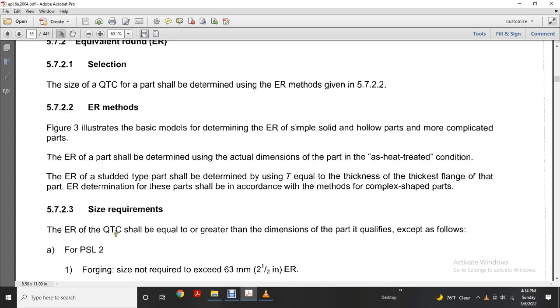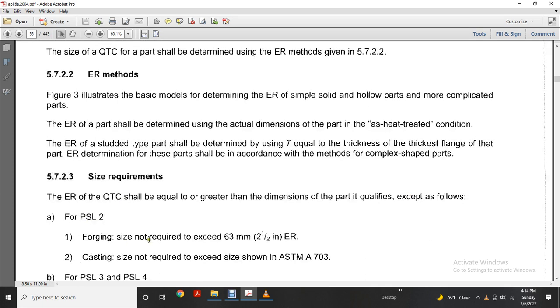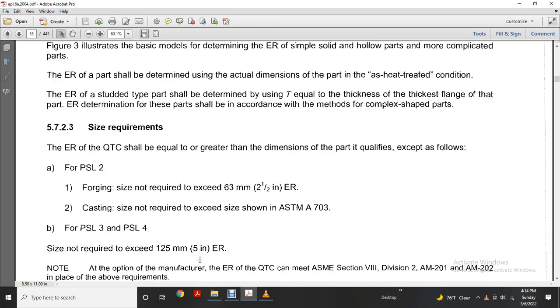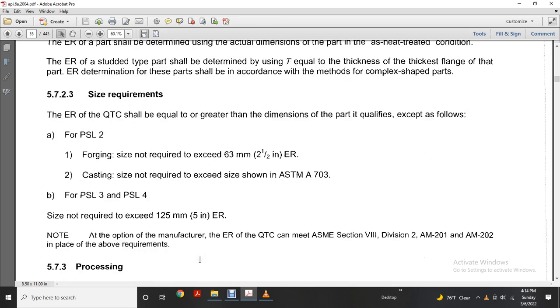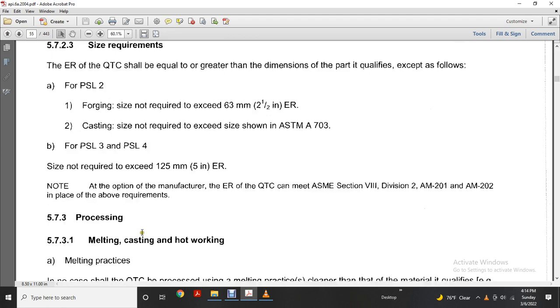Size requirements. The equivalent round of the qualification test coupon shall be equal to or greater than the dimension of the part it qualifies, except as follows. For product specification level 2, forging size is not required to exceed 2.5 inches of equivalent round. For castings, size is not required to exceed the size shown in ASTM A703 for product specification levels 3 and 4. Size is not required to exceed 5 inches of equivalent round, at the option of the manufacturer. Equivalent round qualification technique: test coupons as in ASME Section 8, Division 2, AM 201 and 202, in place of the above requirements.